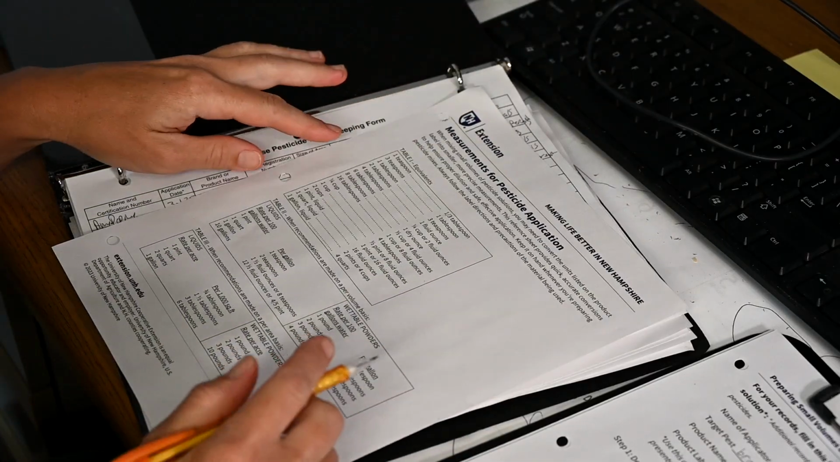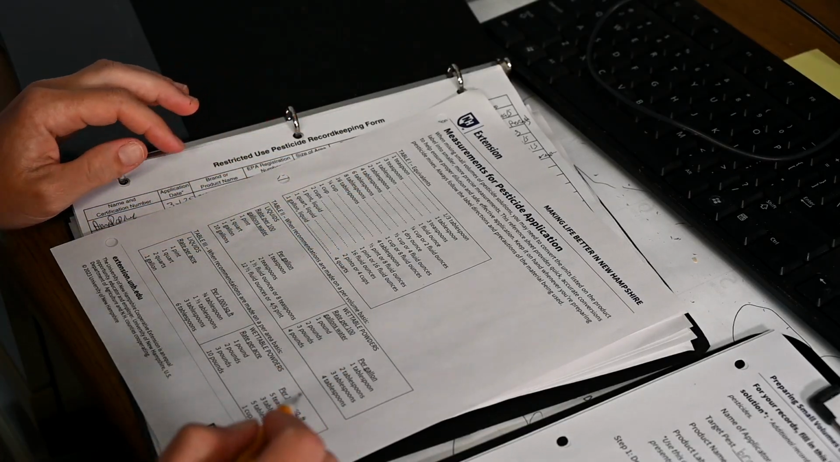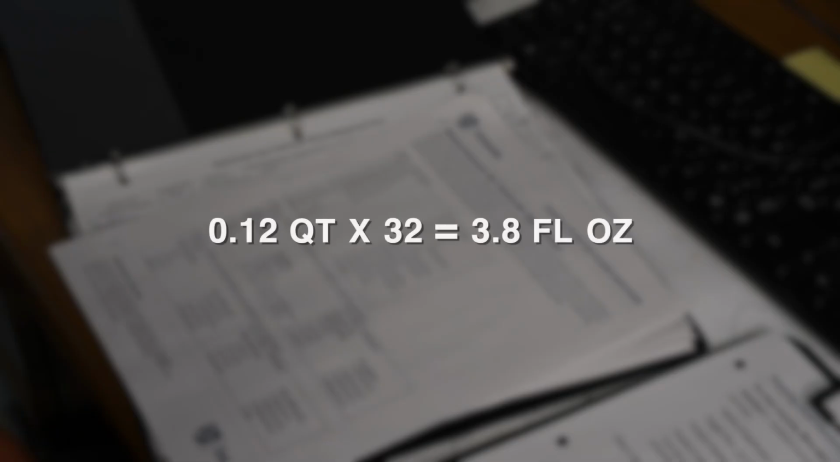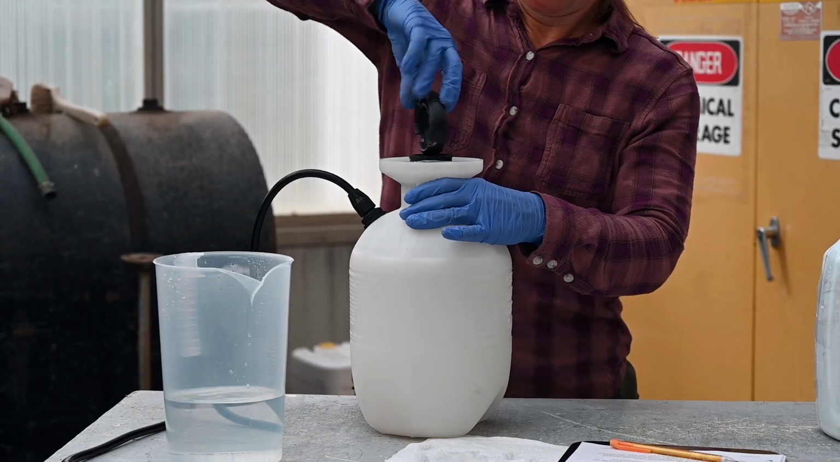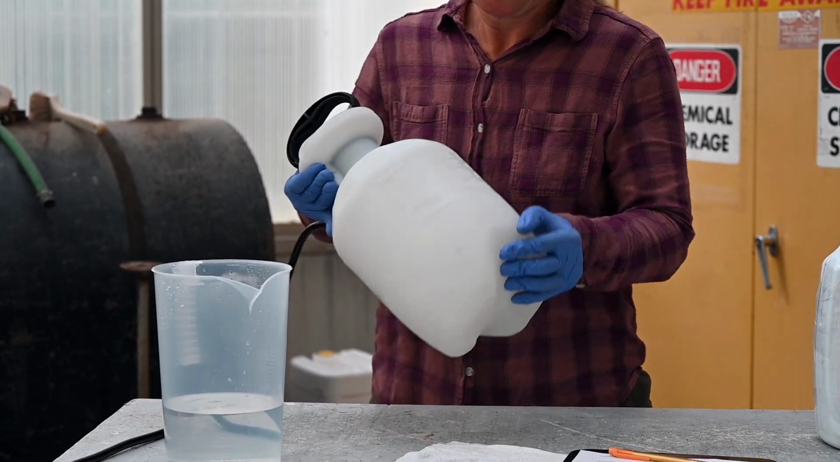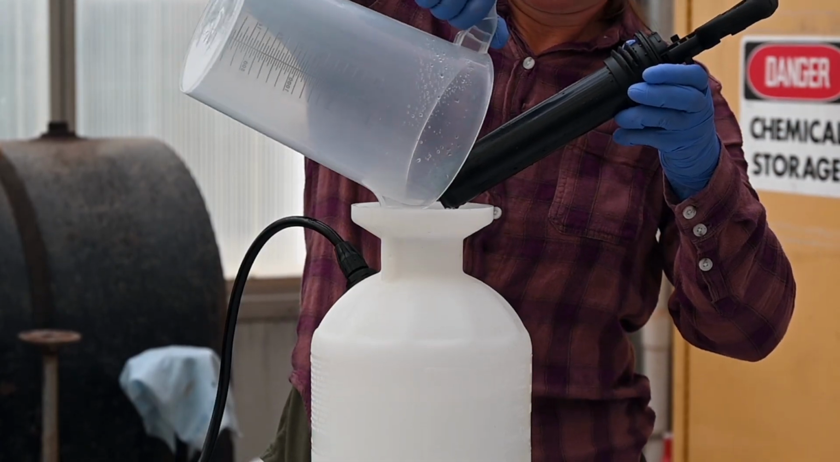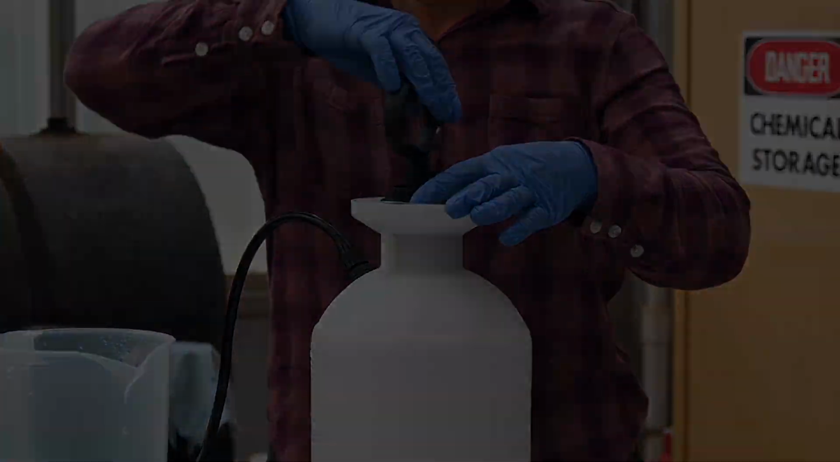Because the amount of product is so small, it may be easier to convert to fluid ounces for a more accurate measurement. Because there are 32 fluid ounces in a quart, multiply the 0.12 quarts by 32 for a total of 3.8 fluid ounces of product. After adding the required amount of product and agitating the tank to thoroughly mix the solution, add the remaining water to bring the total volume to 0.84 gallons.